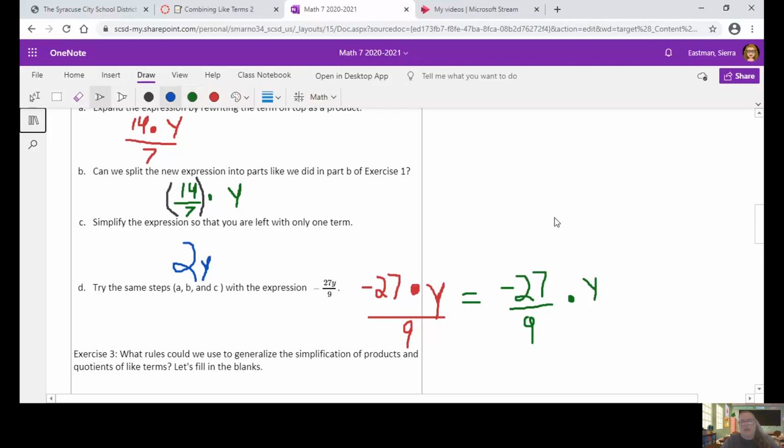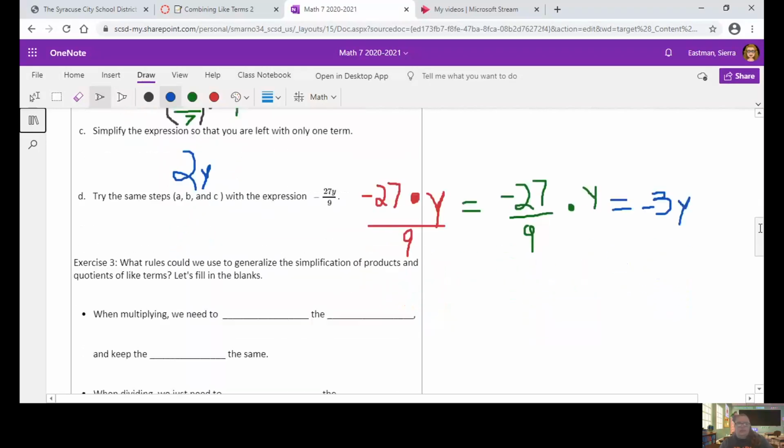And then my last step is to actually divide those numbers. Negative 27 divided by a positive 9 gets me a negative 3. And then my y stays the same. Okay.